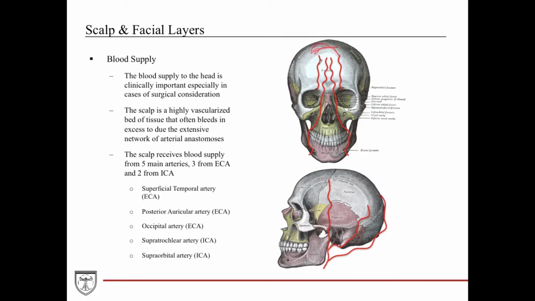But the 5 big branches are your superficial temporal, your posterior auricular, and your occipital, and those 3 all come off the ECA. The last 2 are the supratrochlear and your supraorbital. These 2 right here also come off the front of the face. They're important because they provide blood to the forehead, the whole front portion of the scalp, but then will form anastomotic branches over here with the superficial temporal arterial branch.